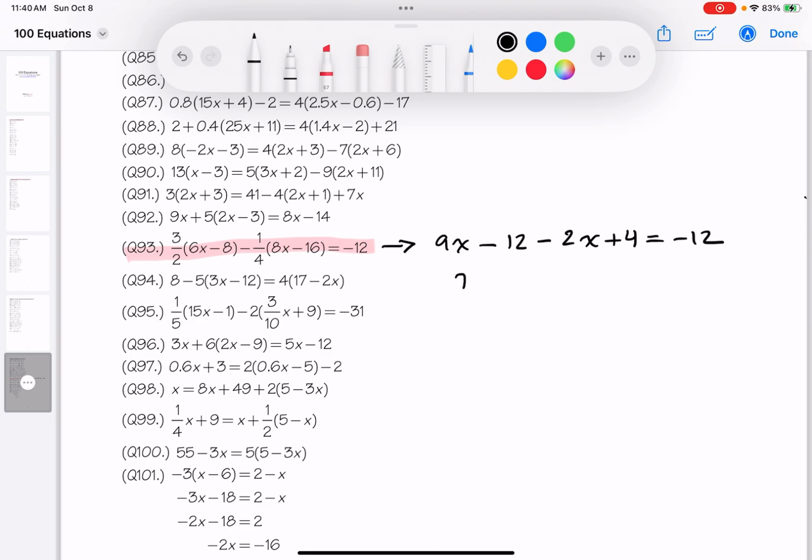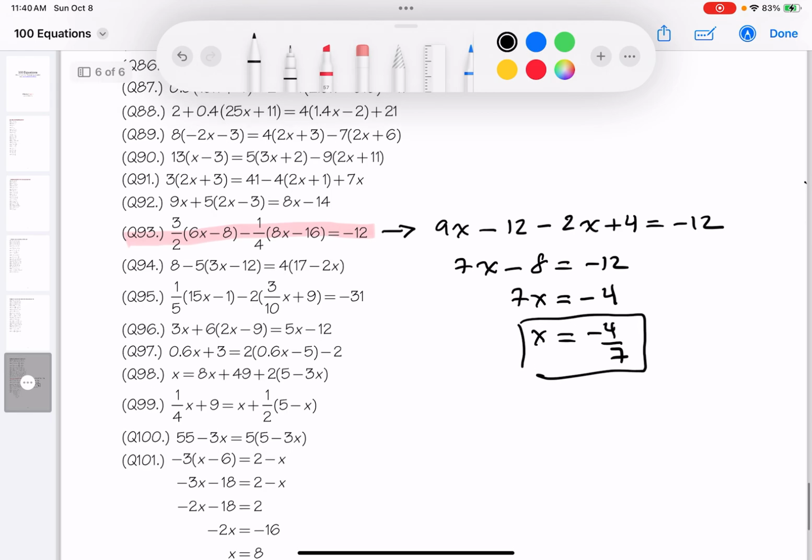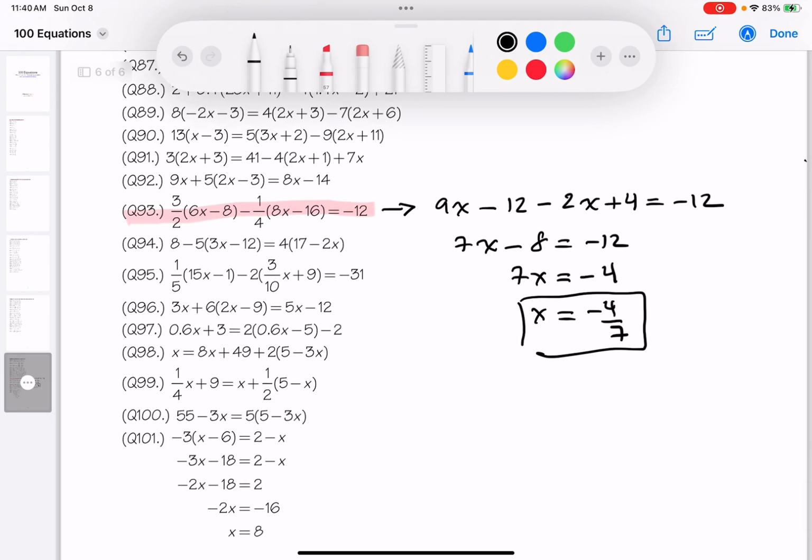What do you do over here? 7x, combining like terms. Minus 8 equals minus 12. 7x. I'm going to add 8 to both sides. That would be minus 4. And x would be minus 4/7. And again, I really think solving an equation is kind of simple, but mistakes do happen. I do want to write it down for you.